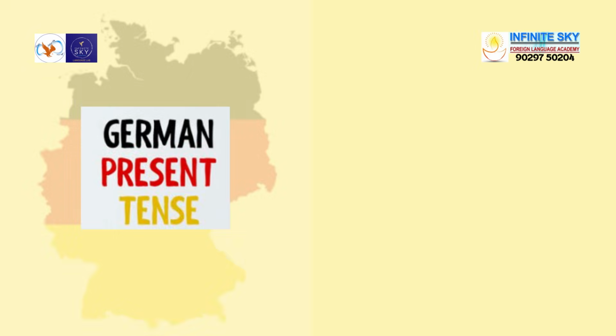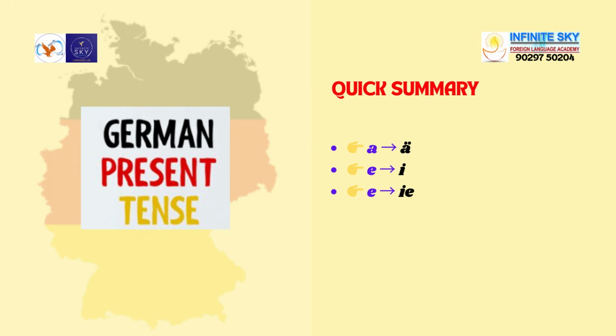Let's summarize quickly. 3 patterns, 1 rule. A becomes Ä, E becomes I, and E becomes IE. Change happens only in du and er/sie/es forms.